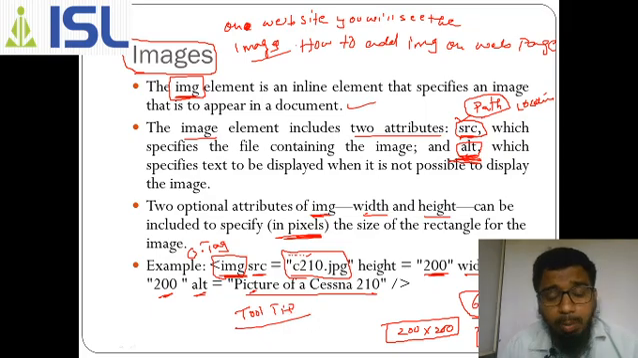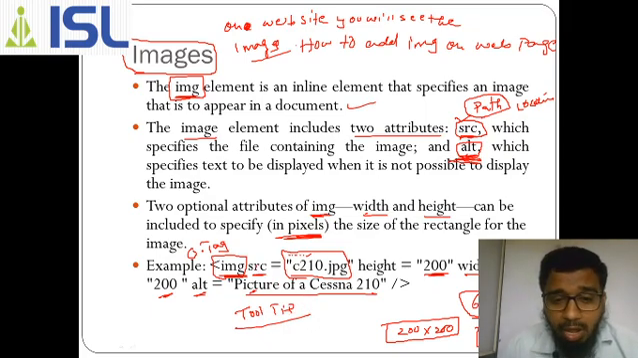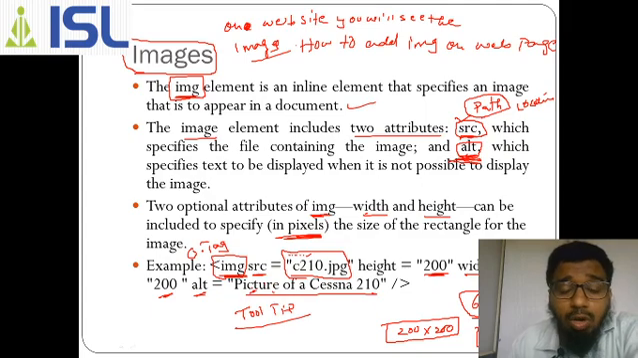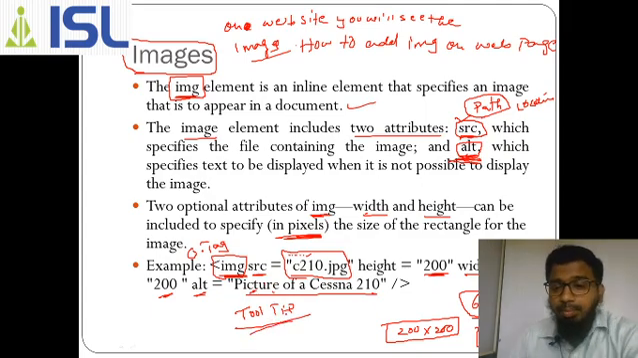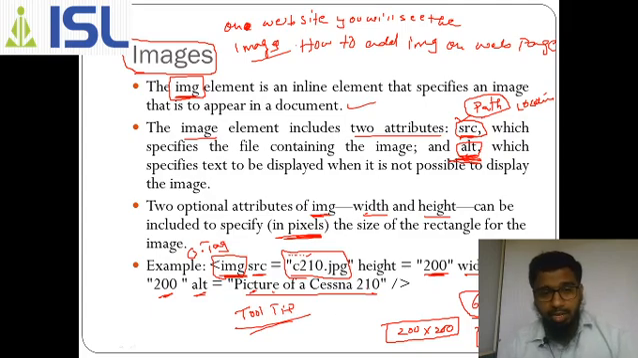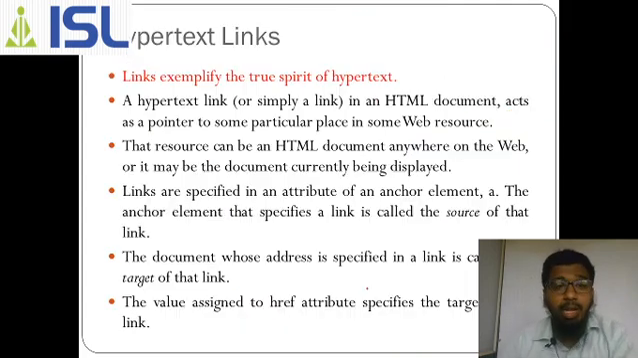What is this tooltip? When you place your mouse on some icon or some image, then at the bottom it will display some information about that icon or picture, that is called a tooltip. A small description. Okay, so this is about the image.